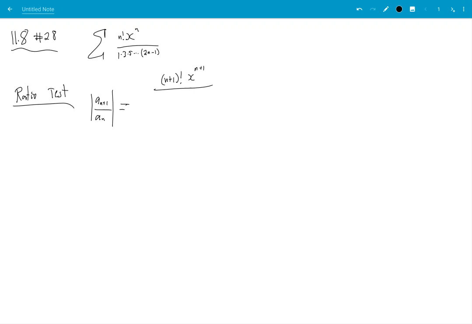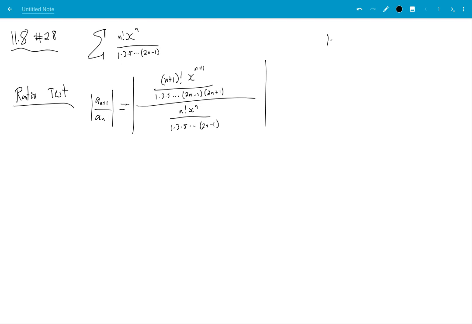divided by 1.3.5. And I go a little bit further than 2n minus 1. And on the bottom, you have exactly the an, just copying it from above. 1.3.5, 2n minus 1. Okay, so how do I know that's a 2n plus 1 there?